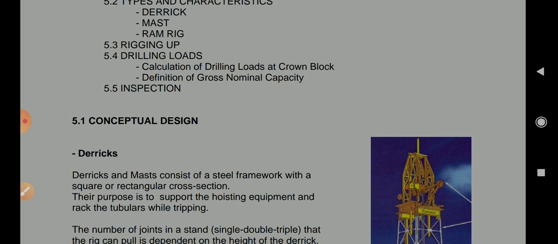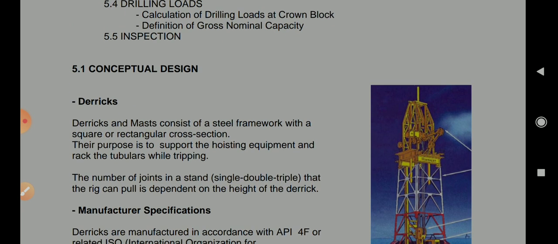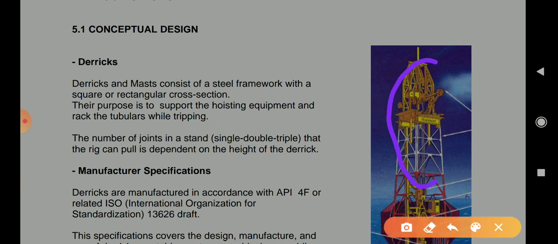Derricks and masts consist of a steel framework with a square or rectangular cross section. On the right side you see the shape, especially triangular or rectangular, so based upon that is the construction. Their purpose is to support the hoisting equipment and rack the tubulars while tripping.